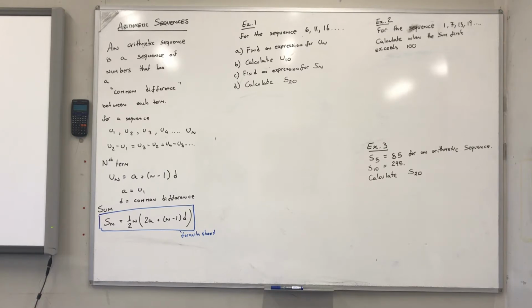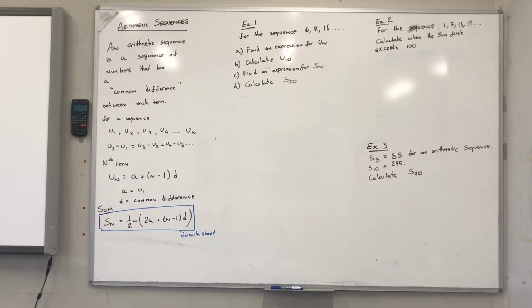The sum formula allows us to calculate the sum up to that number. So for example, the fifth term, S5, would allow us to calculate what the first term plus the second term plus the third term plus the fourth term plus the fifth term is. And that formula is given in the formula sheet, but it is Sn equals a half n bracket 2a plus n minus 1 d, close brackets.